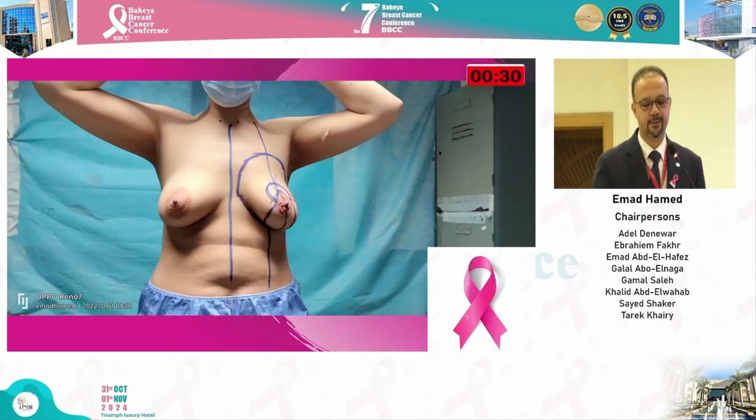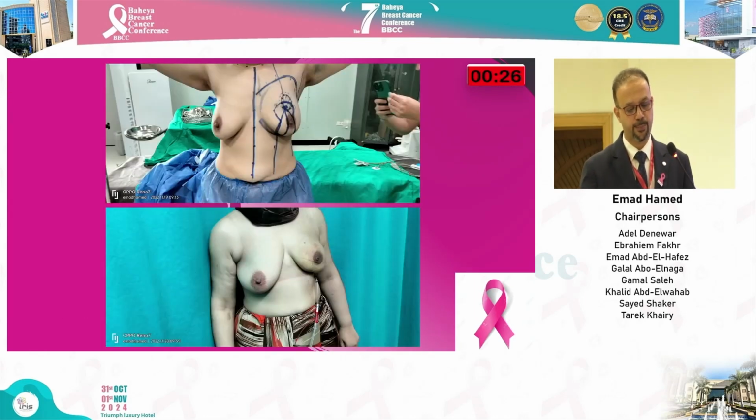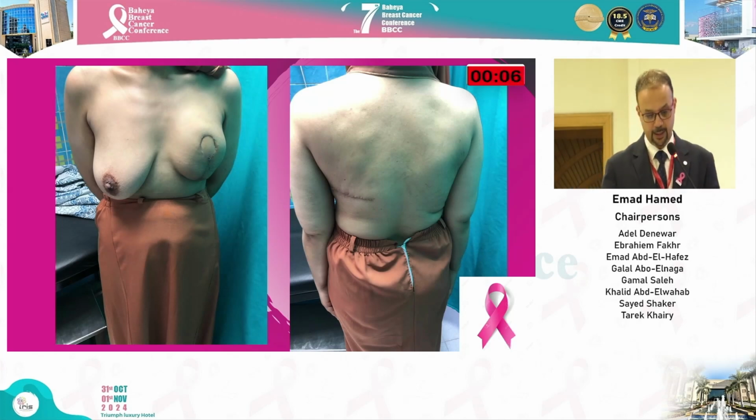Another case, we select cup A or cup B with minimally ptotic breast. This is a pre-operative and post-operative photo. And this is another case. I decided to do skin reducing and sacrificing the nipple areola complex.